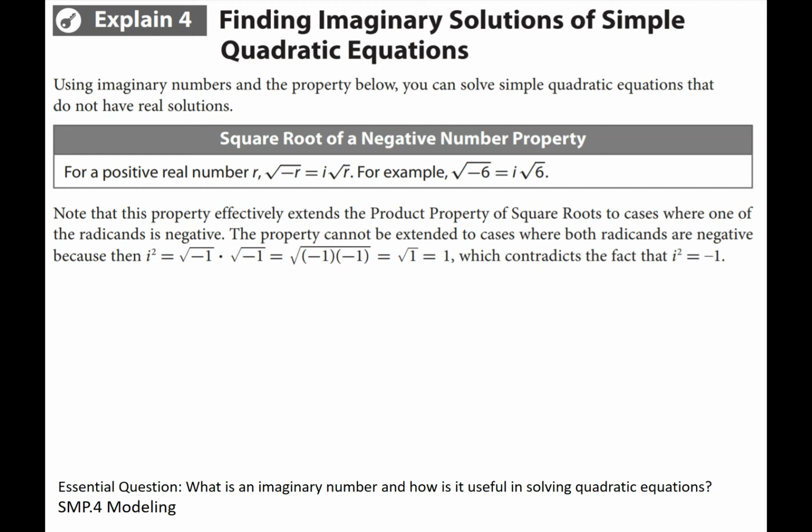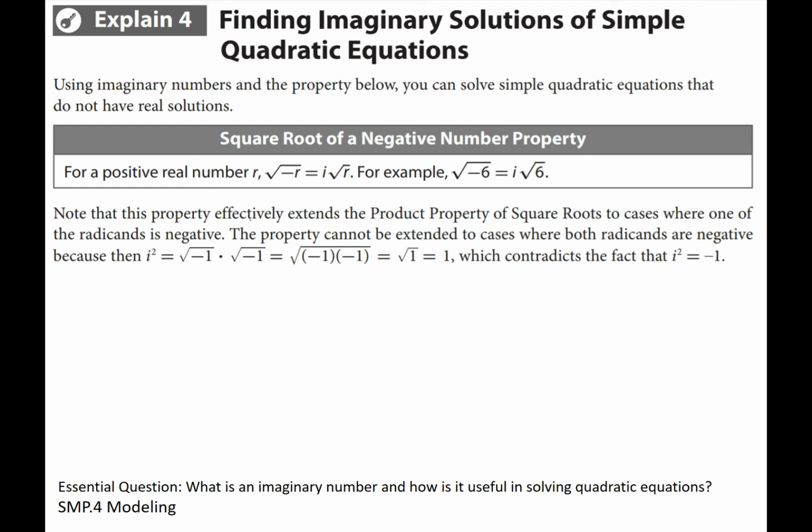All right, so the last little explain that we've got to go through here is finding imaginary solutions of simple quadratic equations. Using imaginary numbers in the property below, you can solve simple quadratic equations that do not have real solutions. So now when x squared used to be equal to a negative, we can actually solve that. For a positive real number r, the square root of negative r equals i square root of r. For example, the square root of negative 6 equals i square root of 6.